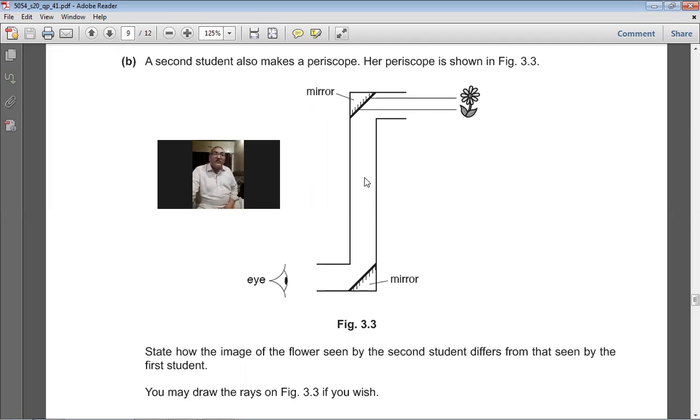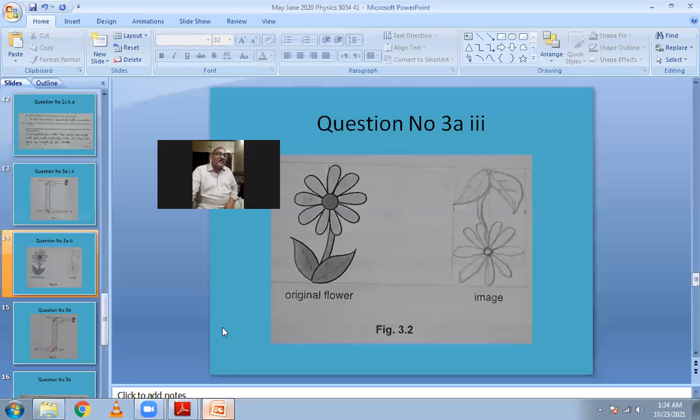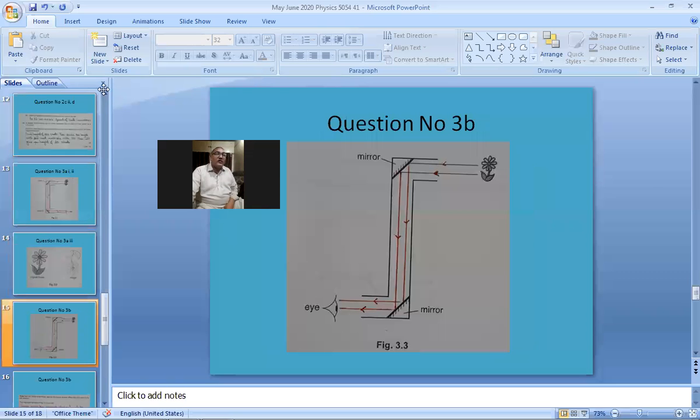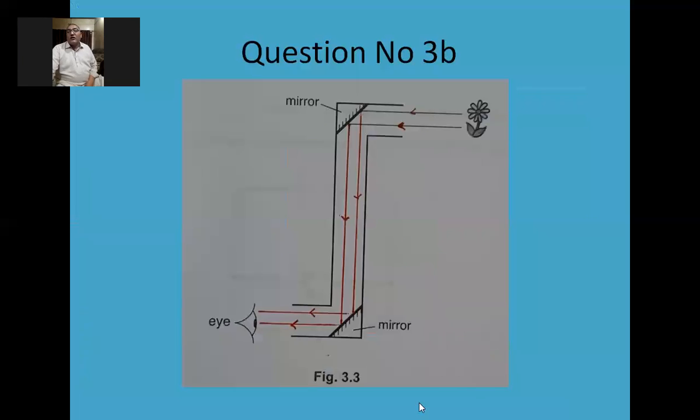So we will draw these rays, and then you will see what's the difference. So let me show you. So you can see this ray reflected from here, comes here, then goes into the eye. This ray comes here, reflects, and here reflects and goes into the eye. So this ray which started from the top of the flower is also coming to the top of the eye. This ray which started from the bottom of the flower, after reflection comes to the bottom of the eye.